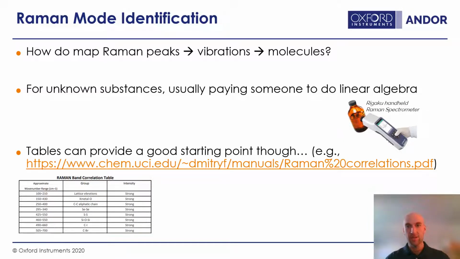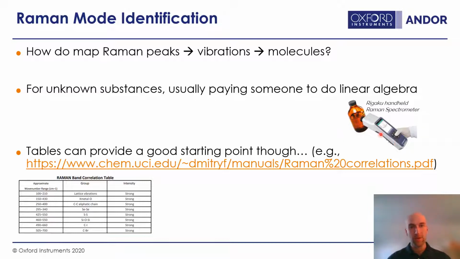Typically what you'll do in that case is basically pay for someone else to do it for you. They'll have some linear algebra going on under the hood with a lookup table of stored values. This is a handheld Raman spectrometer by Rigaku, and this person with the glove here is pointing it at the bottle, getting a quick low resolution fingerprint spectrum, and then that system is going to suggest a best match, or best match of mixes.